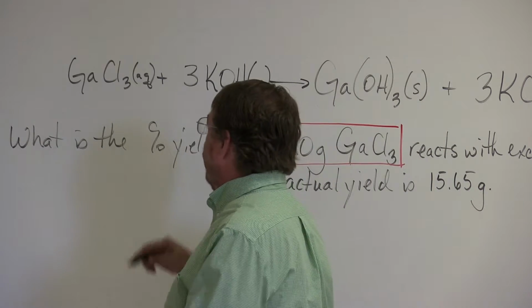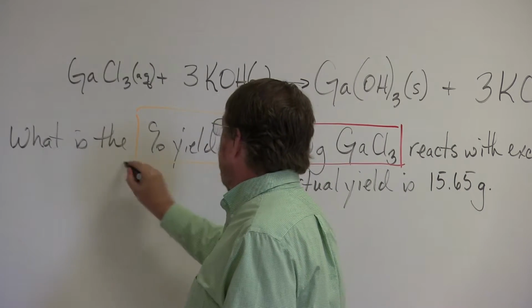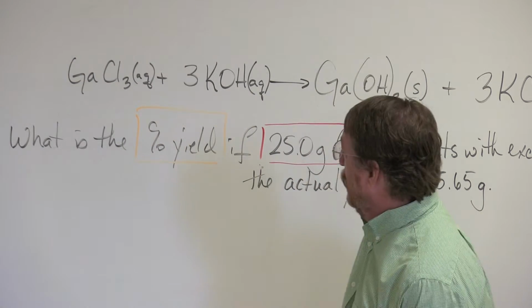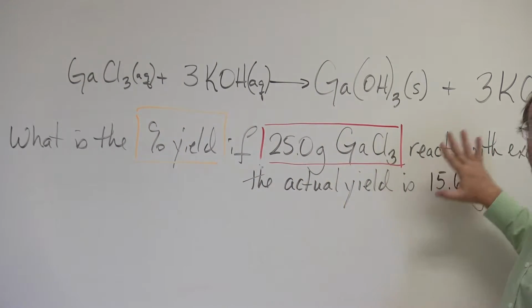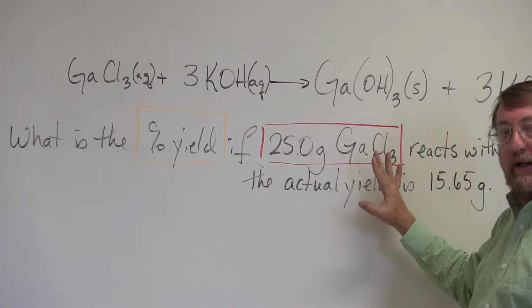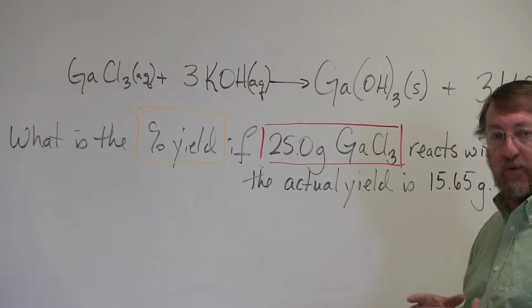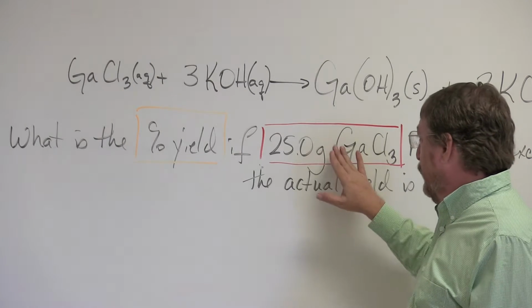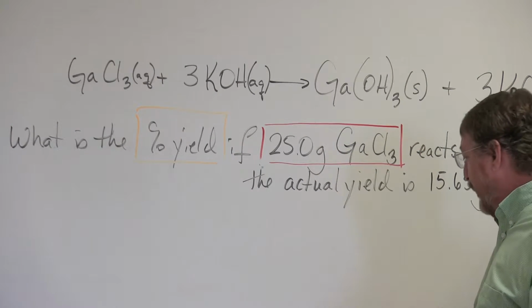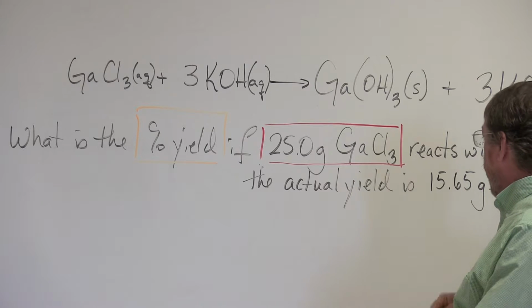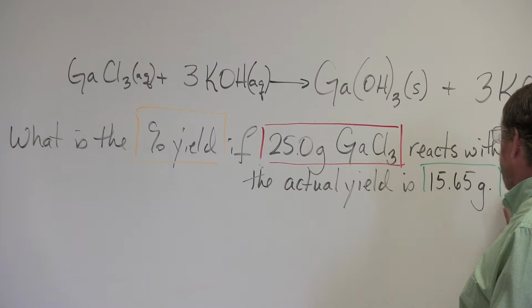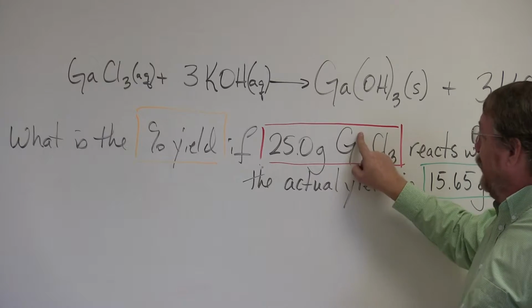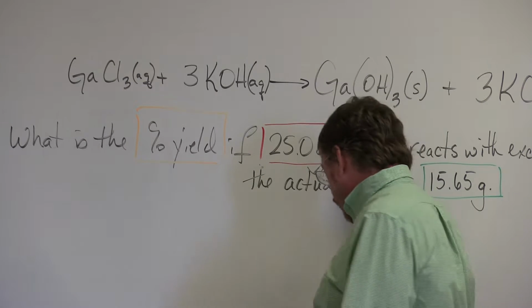Now, obviously, to do the percent yield, we need the theoretical yield. So there's really two things going on here. We're going to set the actual yield aside, calculate the theoretical yield the way we do with the normal stoichiometry, then come back and do the percent yield. So the 25 grams of gallium chloride, that's the most important. And then obviously we're also going to use the actual yield of 15.65 grams. So this is going to determine our theoretical yield.